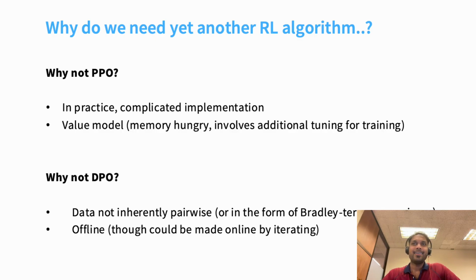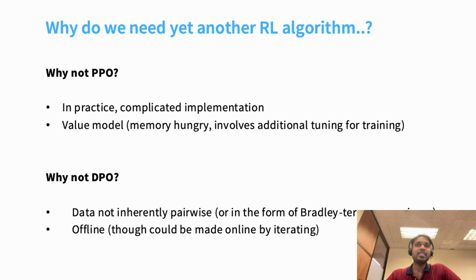So, why do we need another reinforcement learning algorithm? Why not PPO or why not DPO? We would like to be able to apply it to tasks that PPO is applicable for, but PPO is extremely expensive. PPO requires a separate value model to compute the advantage estimates, and that means we require double the number of GPU resources, one for the policy and one for the advantage.